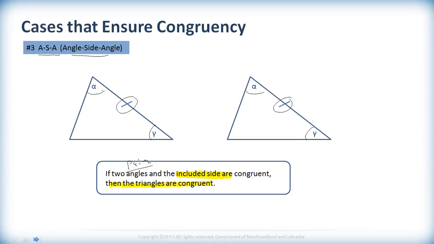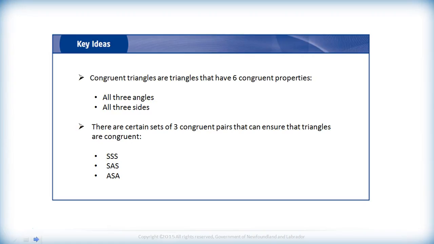While congruency really means that we have to have all three sides and all three angles congruent for two triangles, if we're trying to prove that two triangles are congruent, we don't necessarily have to check all 6 properties. If we can prove that 3 of the things are the same following the patterns we talked about, SSS, SAS and ASA, that can ensure that the triangles are congruent. So it's kind of like a shortcut.